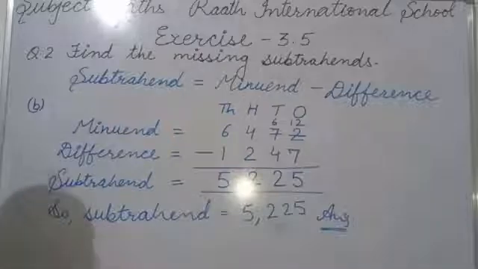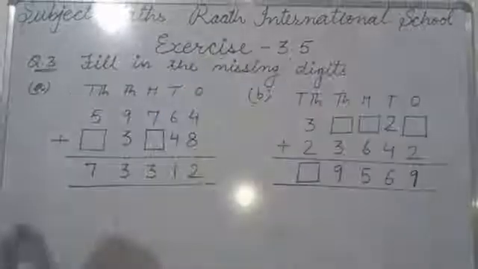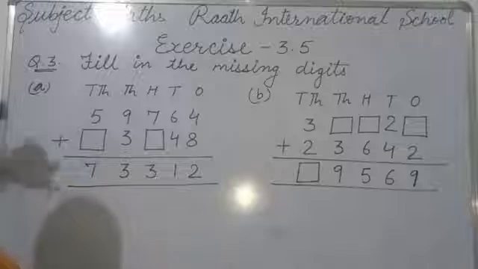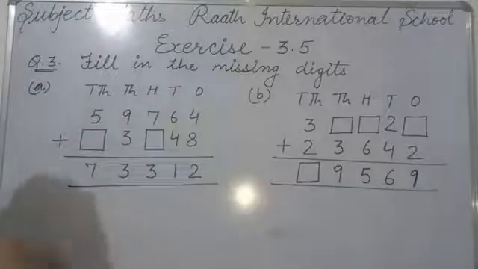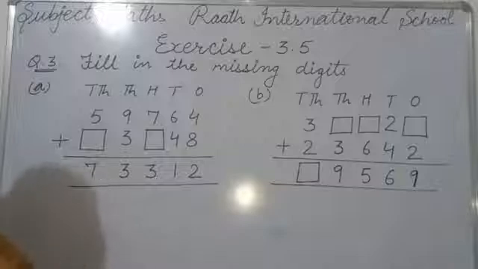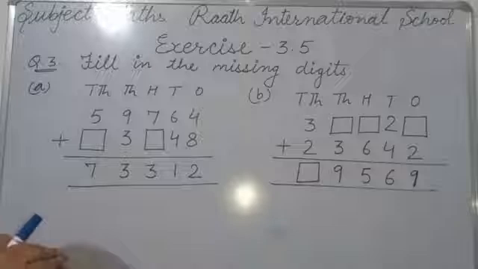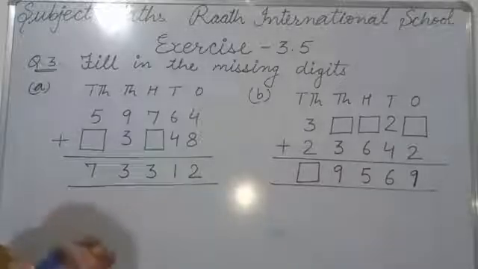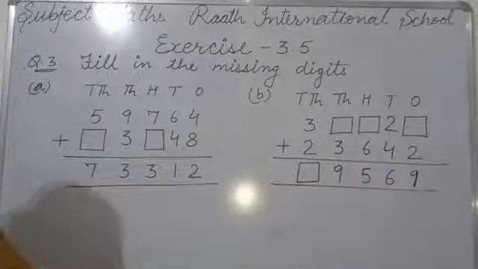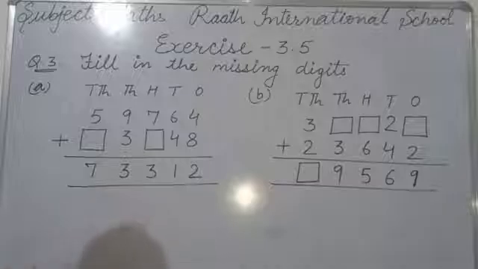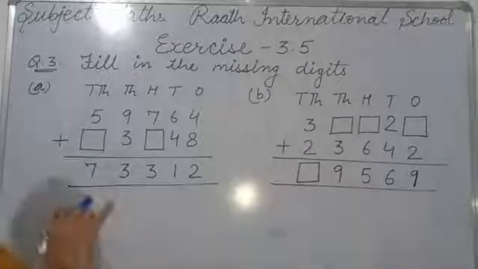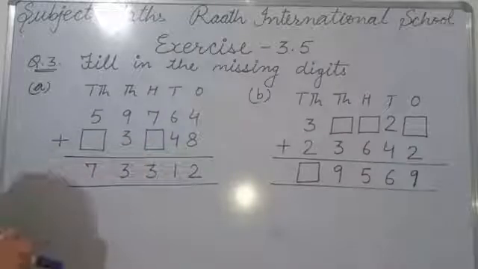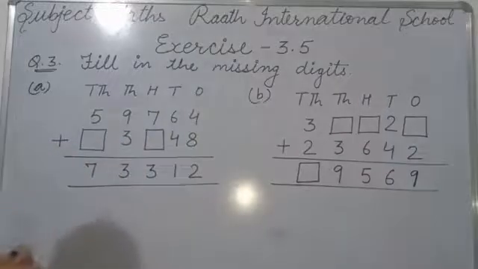Now after that we will do question number 3. In question number 3, it is given: fill in the missing digits. Here only a few digits are missing that we have to fill. In questions 1 and 2 the complete minuend and subtrahend were missing, that's why we solved them in a proper manner. Here only digits are missing, so that we have to find. Here A and B parts are plus, and C and D parts are minus.